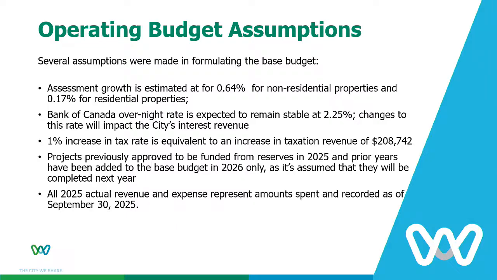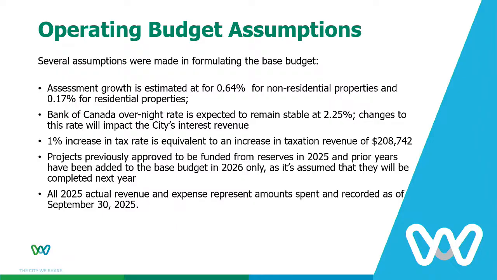In preparing this budget, we have also considered the Bank of Canada's overnight interest rate, which is currently at 2.25%. You will notice in the budget that there's a decrease in interest revenue compared to prior years, reflecting the decrease in interest rates that the Bank of Canada has made throughout this year. A 1% increase in tax rate is approximately $208,742. So when we say that we project a 4.35% increase, it's over $1 million, but we speak of it in terms of the tax rate levied by council last year.